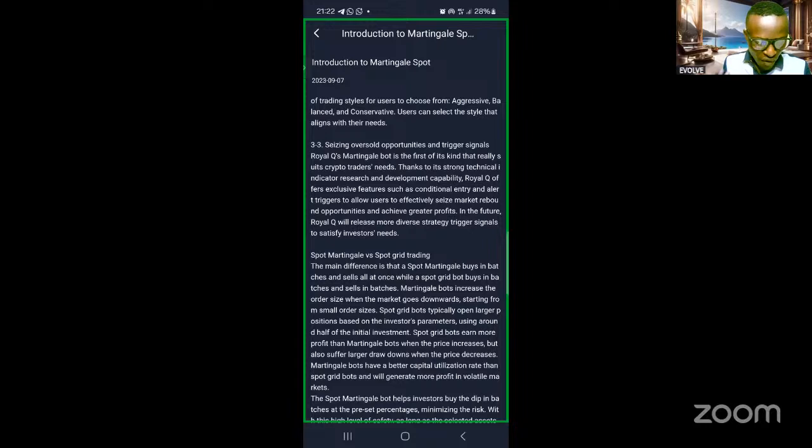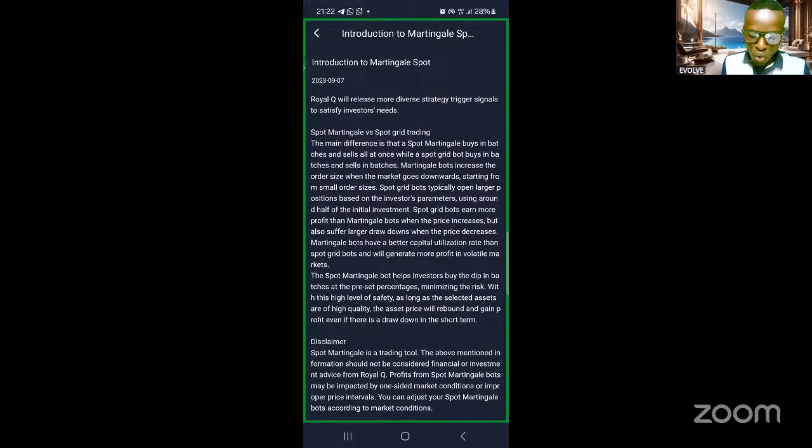And then in the future, Royalq will release more diverse strategy trigger signals to satisfy investors' needs. They have already done that. We have 2 amazing indicators that I'm going to teach you, the MACD indicator and the RSI indicator. All right. Is that all? Royalq will release, okay. Spot martingale versus spot grid trading. All right. I think we're going to stop here.